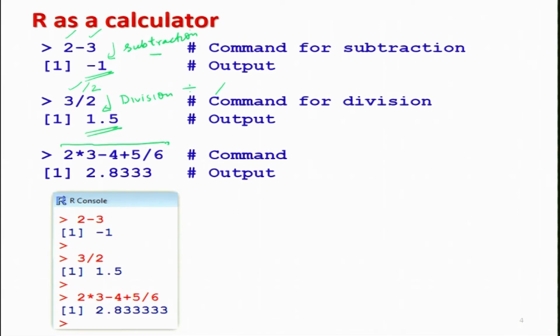In this case the usual mathematical rules are applied, and R also follows the same rules which have been taught in our class, and using those rules it will compute the expression. For example, as soon as you press enter, you get the value 2.8333, and this is the screenshot of the same outcome, right. So, that you can see here.